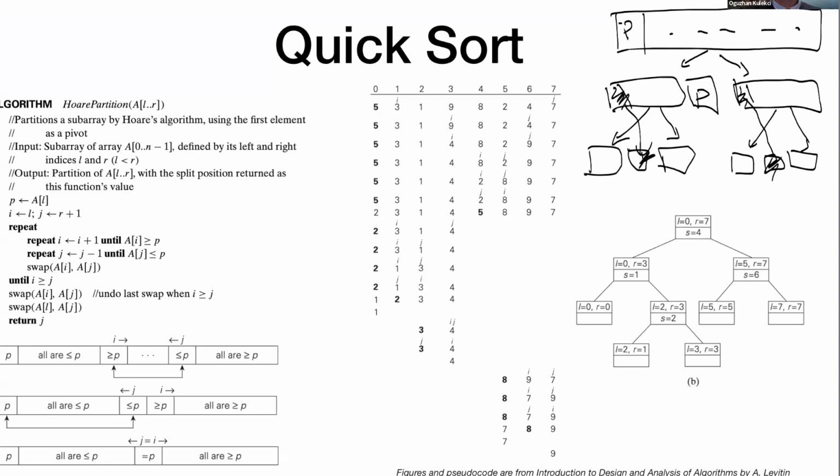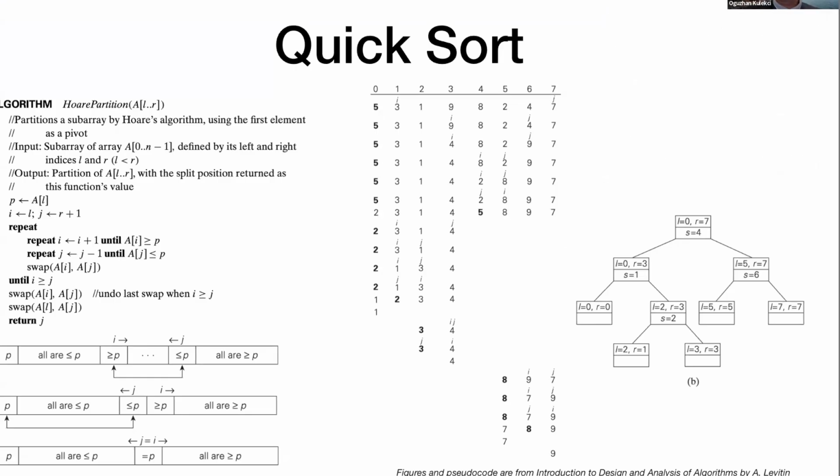And you keep doing this until the number of elements in a list reaches 1. Okay, because when it is 1, you cannot split anymore. So you stop the recursion and you return the execution to your parent. So that is the way the quicksort algorithm runs.